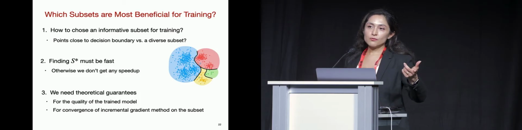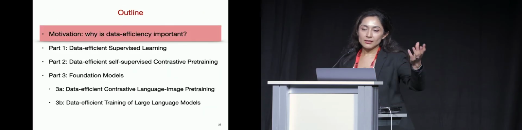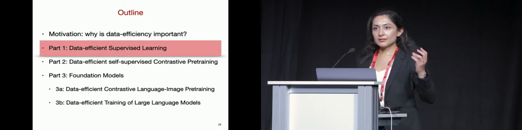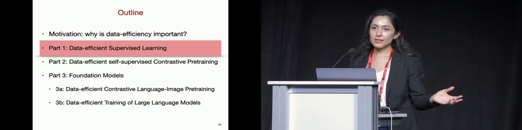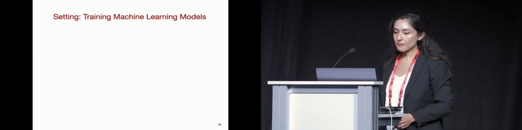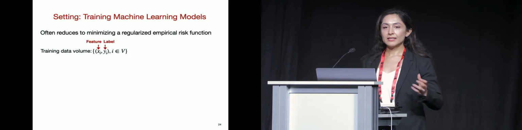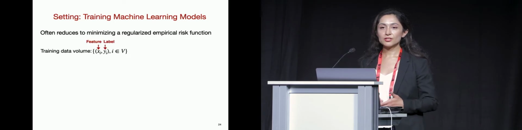So we should be able to find it quickly such that we train on it and we get the speedup. And we also want to have some theoretical guarantees that if we train on this subset, we will get a good performance. Okay. So this was the motivation and problem formulation. Let's start with data efficient supervised learning.